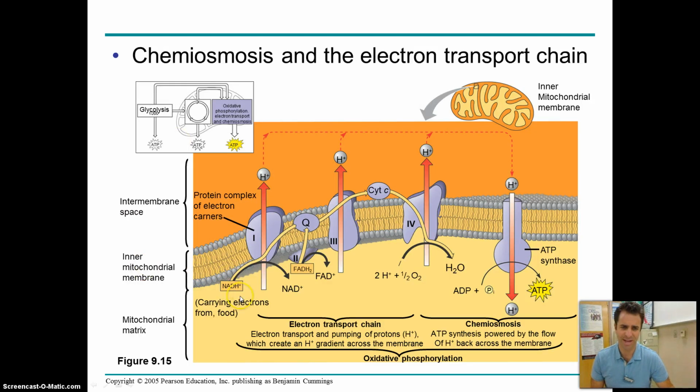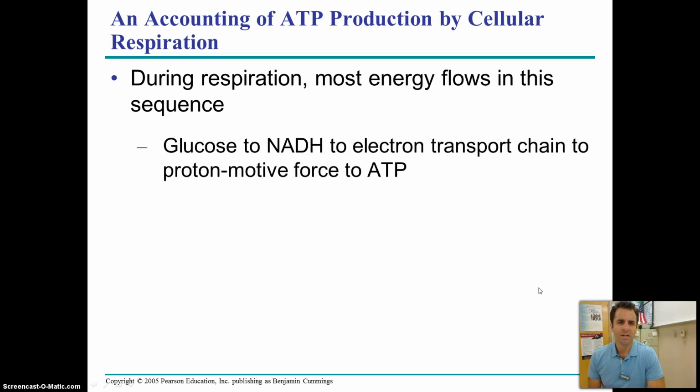Here's all of them together. So NADH adds its electrons to the electron transport chain. The energy is used to pump protons through these proteins into the intermembrane space. You notice FADH2 adds its electrons a little further down, so it doesn't provide as much energy for ATP production. But eventually this big gradient gets built up here. Protons come back through the ATP synthase, through this process we call chemiosmosis, to make ATP. So this is how the energy flows. The majority of ATP is made by this electron transport chain.